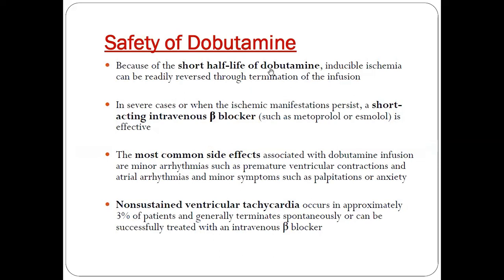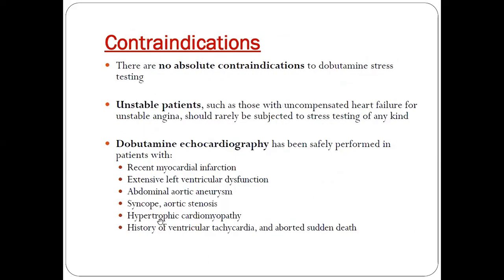Regarding safety of Dobutamine, because of its short half-life, induced ischemia can be readily reversed by terminating the infusion. In severe cases, or when the ischemic manifestation persists, a short-acting intravenous beta blocker such as metoprolol or esmolol can be given and is effective. The most common side effects associated with Dobutamine are minor arrhythmias such as premature ventricular contractions and atrial arrhythmias. Non-sustained ventricular tachycardia occurs in approximately 3% of patients.